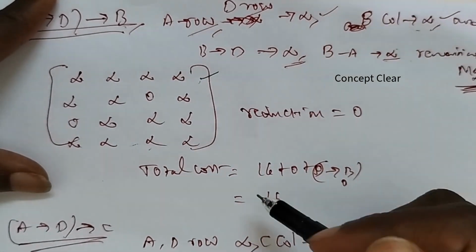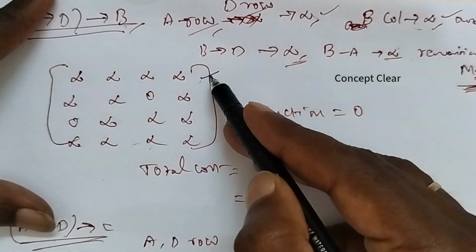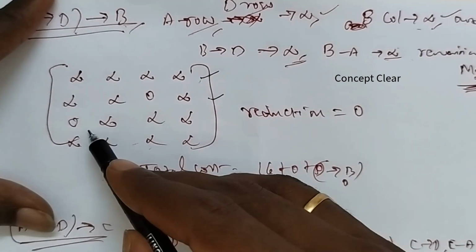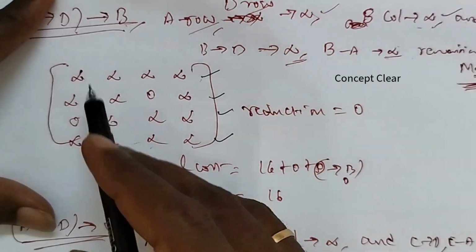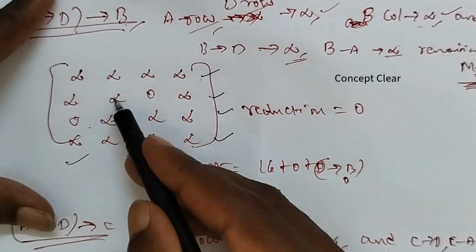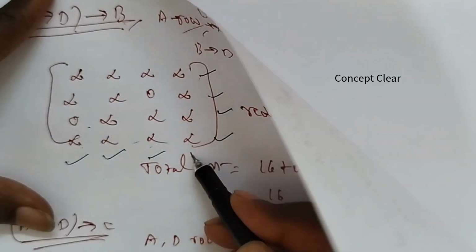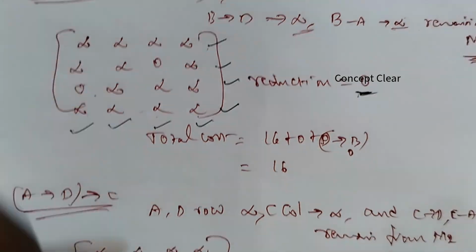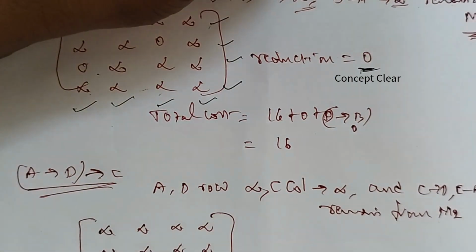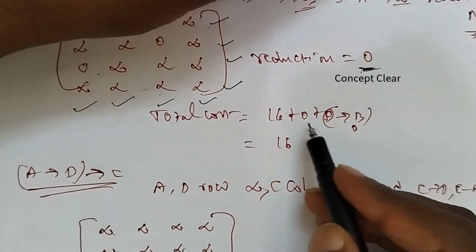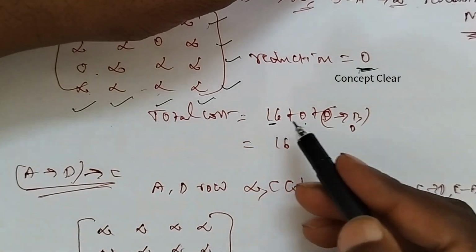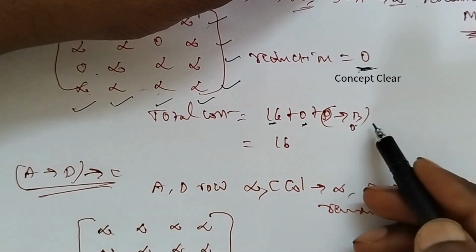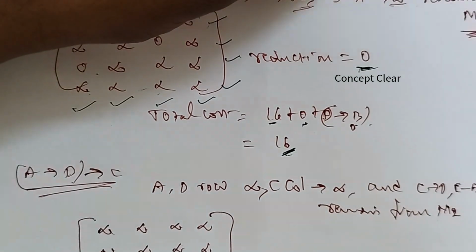Now we are checking for reduction, row reduction. Here all infinities, so there is none. Here 0 is available, so no problem. Here also 0 is available, no problem. Here also all infinities, no problem. What about the columns? 0 is available, no problem. So there is no reduction; reduction is 0. So what is the formula here? Total cost equals parent cost plus reduction plus the D to B path. Here parent is 16, reduction is 0, and D to B is 0. So the total cost is 16.